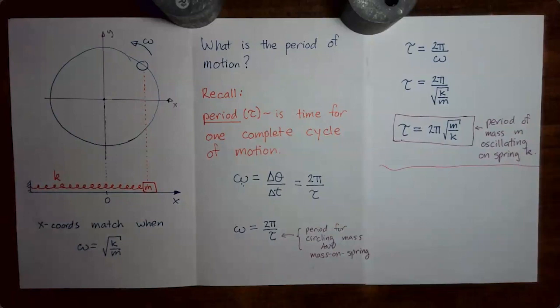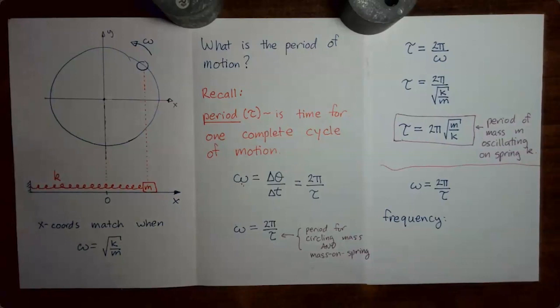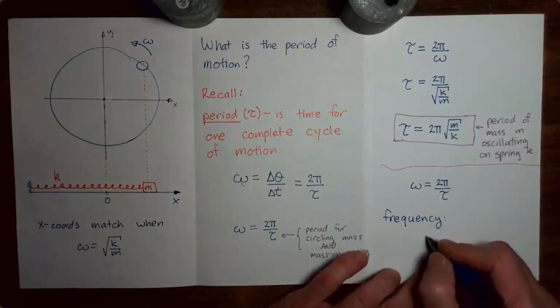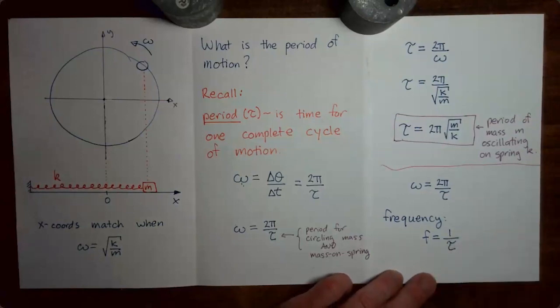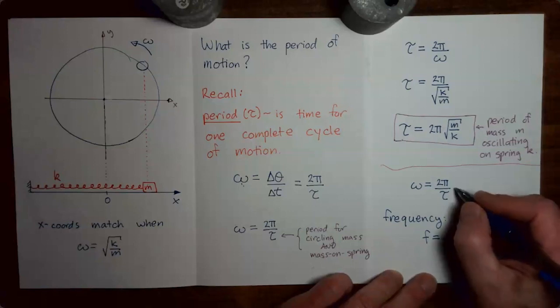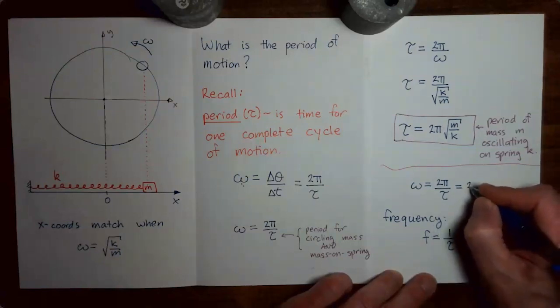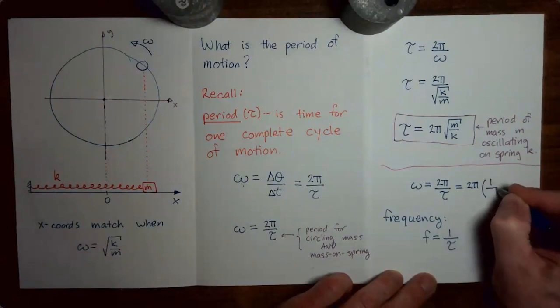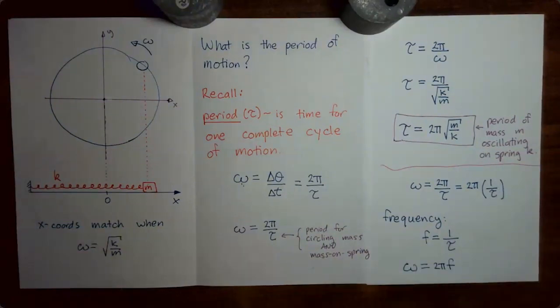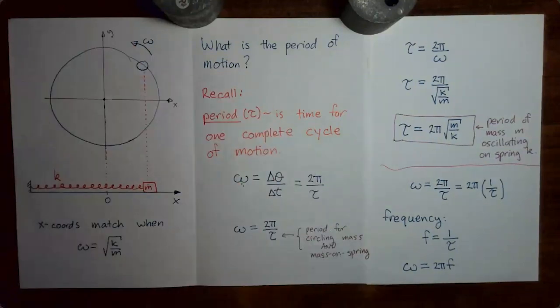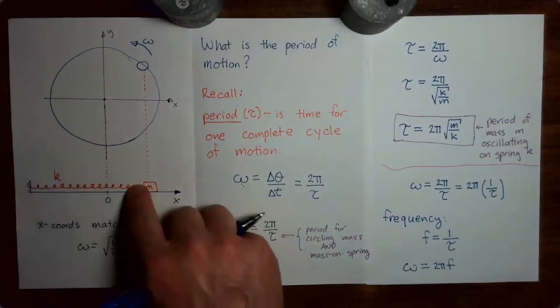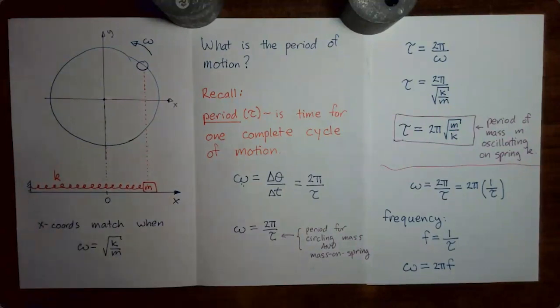Before closing out the video, I'd like to introduce you to some terminology. In an earlier video, I introduced you to the idea of frequency. The frequency of an oscillator is 1 divided by the period of the oscillator. With that in mind, notice that the angular velocity can be written as 2 pi times 1 over the period. What that means is that the angular velocity of our circling mass from before is equal to 2 pi times the oscillation frequency of the mass attached to the end of the spring.